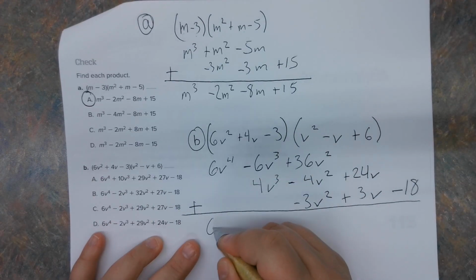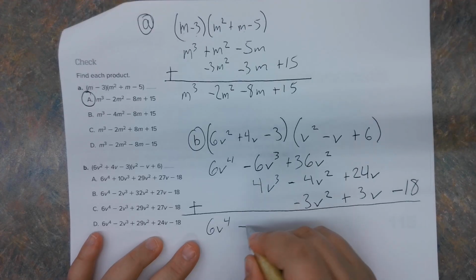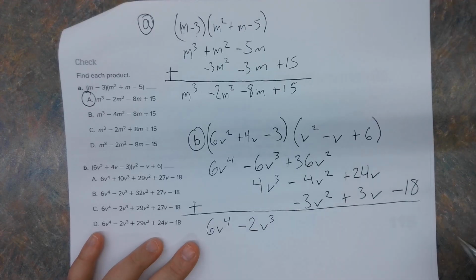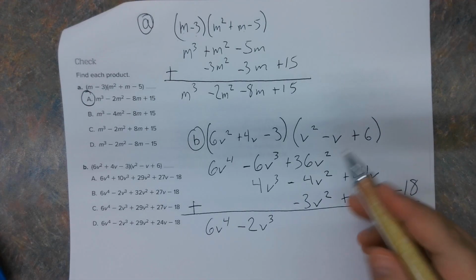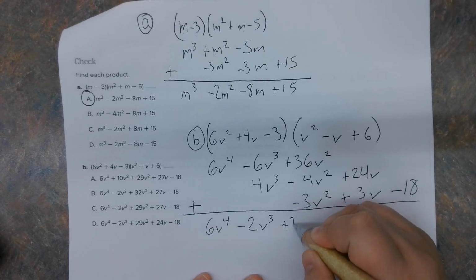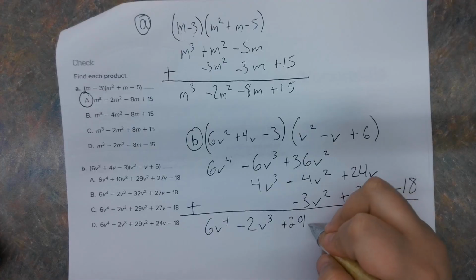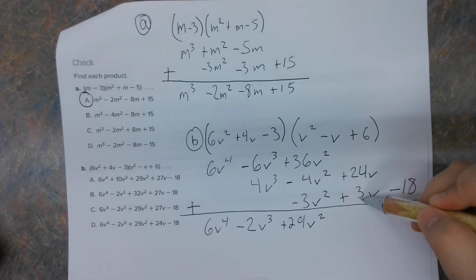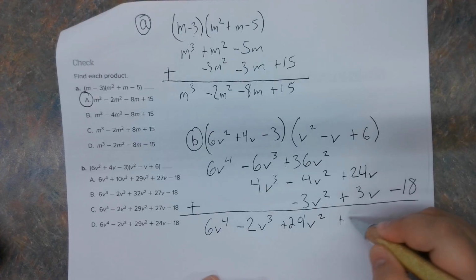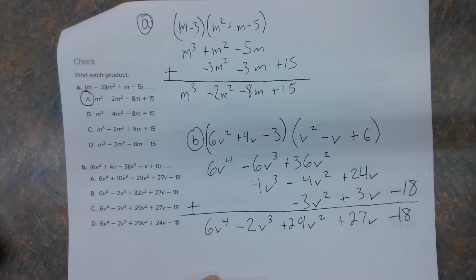Got 6v to the fourth. Negative 6 plus 4 is negative 2v cubed. I've got 36 minus 4 minus 3. This one's going to be 29v squared. And then 24 plus 3 is going to be 27v. And then I have my negative 18.